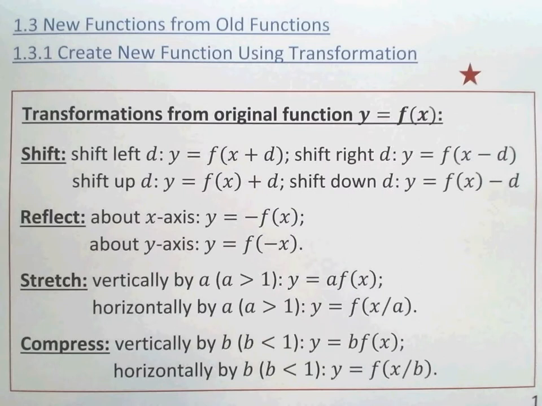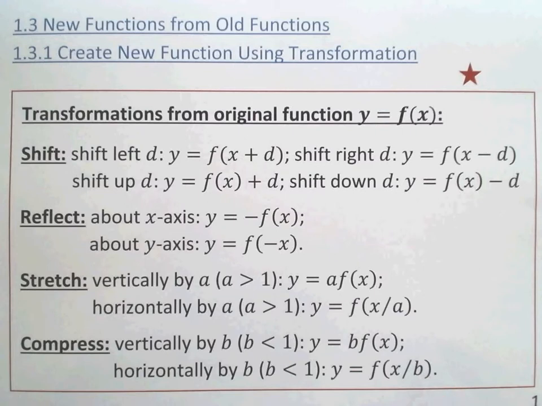Vertically, it is times b. For example, if b is 0.5, it is compressed to half of the original height: original times b. If it's horizontal, it is x divided by b. When x is divided by a number less than 1, you increase the value of x. For example, compressing horizontally by 0.5: x divided by 0.5 is 2 times x. Keep in mind that it is 2 times x.